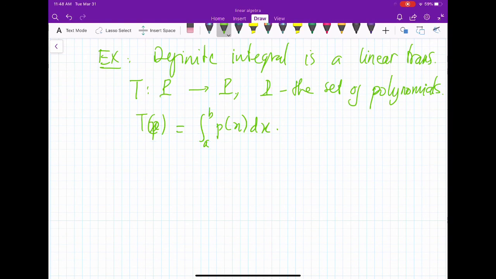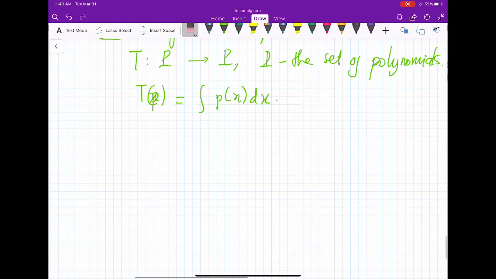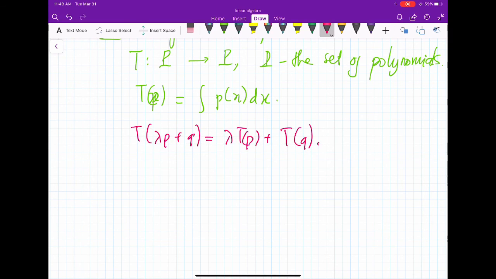No, I would write it without a and b, because we consider maps from P to P. So the antiderivative of a polynomial is a polynomial. Does it make sense? Again, from the properties of integrals, you can see that T(lambda p plus q) equals lambda T(p) plus T(q). That's it. So this is a linear transformation.